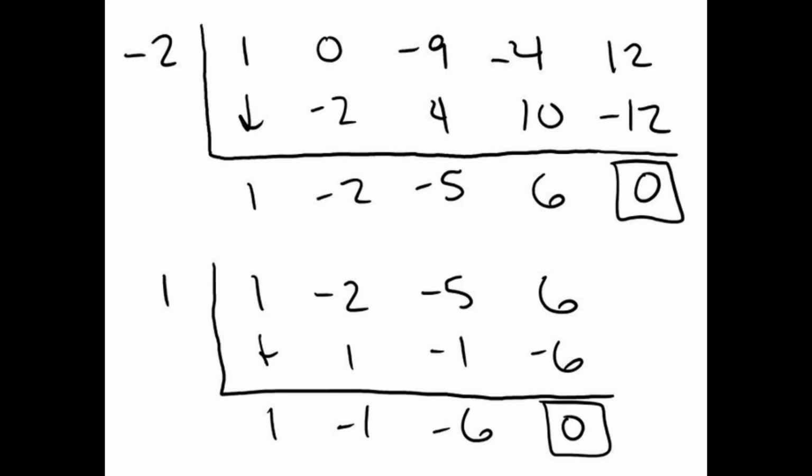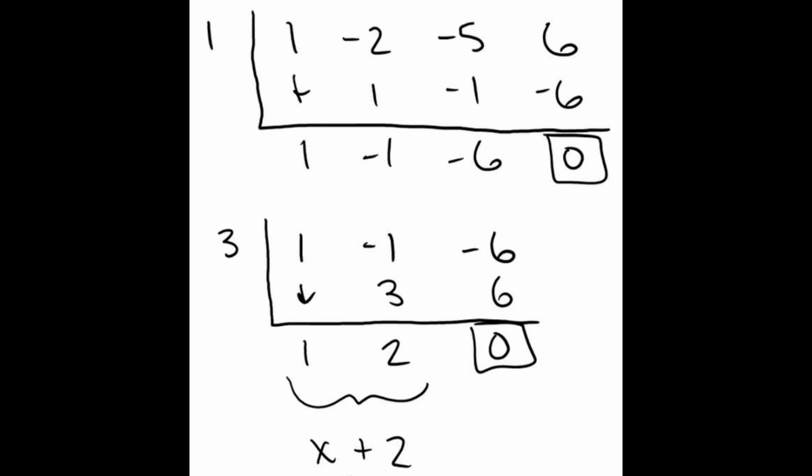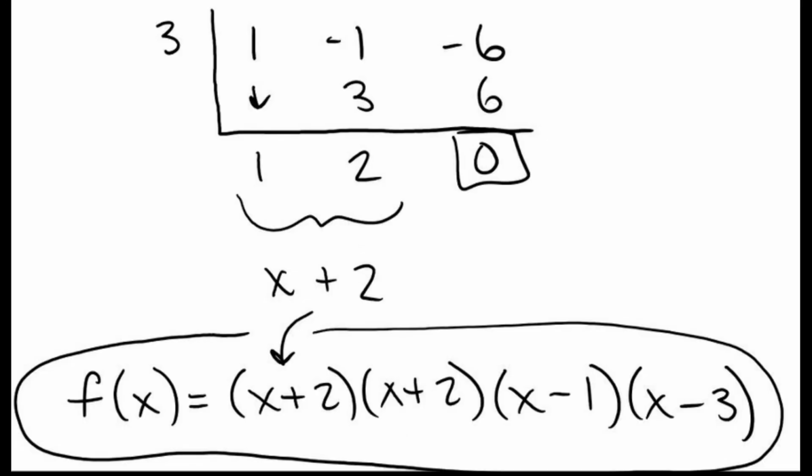So the last one, we take our answer from the previous step, and I'm going to test 3 now. So I do the 1, -1, and 6, test, test, test, and you end up with a remainder of 0. So I just write what I have left over, which is the 1 and the 2, and that's really just 1x plus 2.